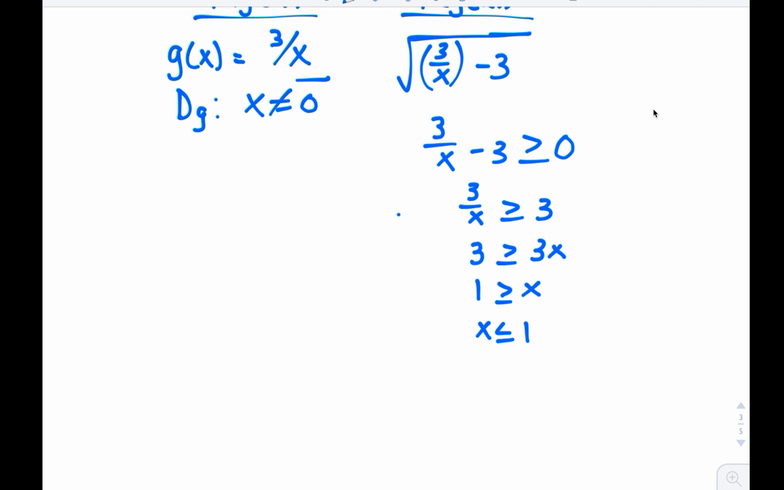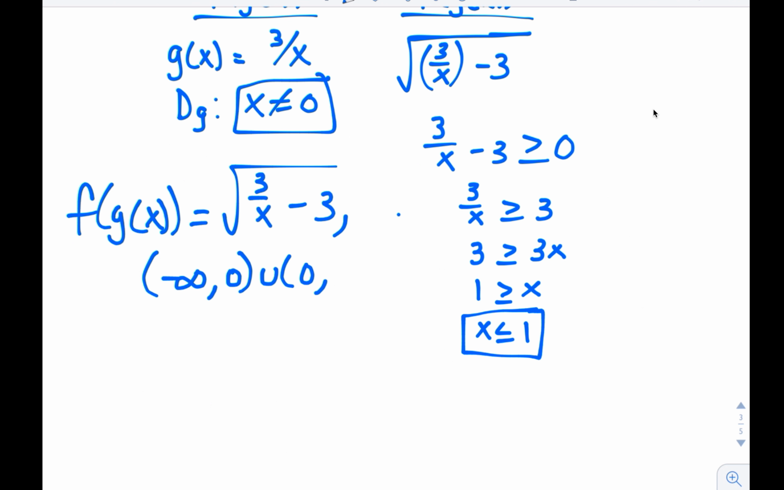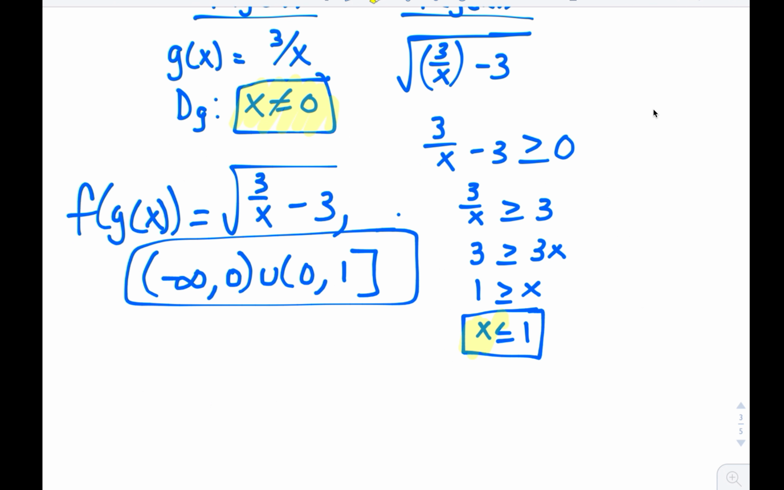Okay, so when I write my answer now, I need to make sure that I include both of those together. Okay, so my answer for f of g of x is going to be the square root of 3 over x minus 3, and then the domain is going to be from -infinity to 0, union with 0 to 1, close brackets. All right, so again, putting both x can't be 0 and x is less than or equal to 1 gives me this domain that I have highlighted there.